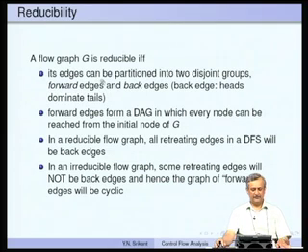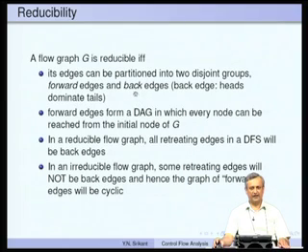So, that is the notion of reducibility. A flow graph G is reducible if and only if its edges can be partitioned into two disjoint groups, forward edges and back edges. So, a back edge is one where the head dominates the tail. So, forward edges form a DAG in which every node can be reached from the initial node, and in a reducible flow graph all retreating edges in the depth first search tree will be back edges. So, this is the very important property.